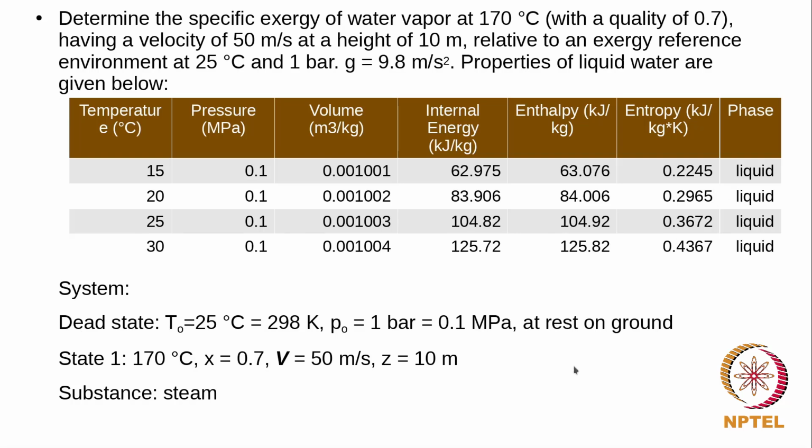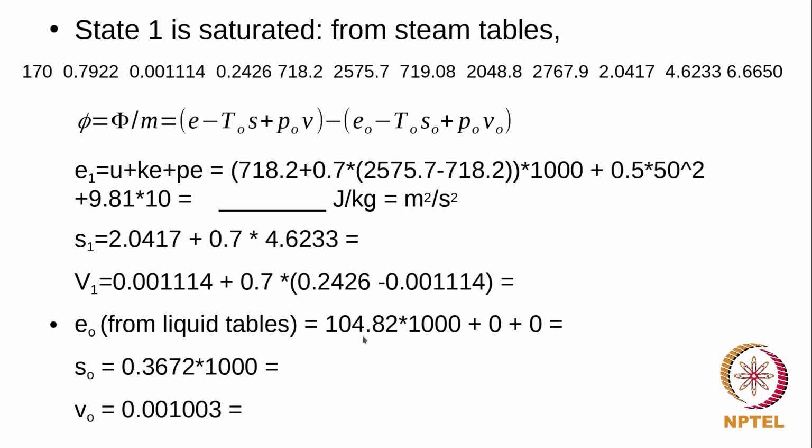So what we need to do is to find out properties at the condition of the reference or dead state, which is 25 degrees centigrade and 1 bar. 1 bar is 0.1 megapascal. We see all of these correspond to 1 bar. We need them at 25 degrees centigrade, which is essentially these values over here. So what we need are the specific internal energy, which is given as 104.82. So E naught is 104.82 kilojoule per kg, into 1000 joule per kg or meter square per second square. This is U naught, plus I need potential energy at the dead state.